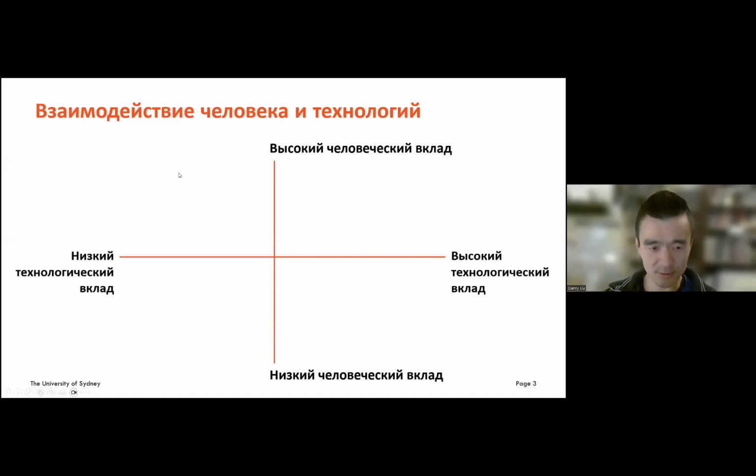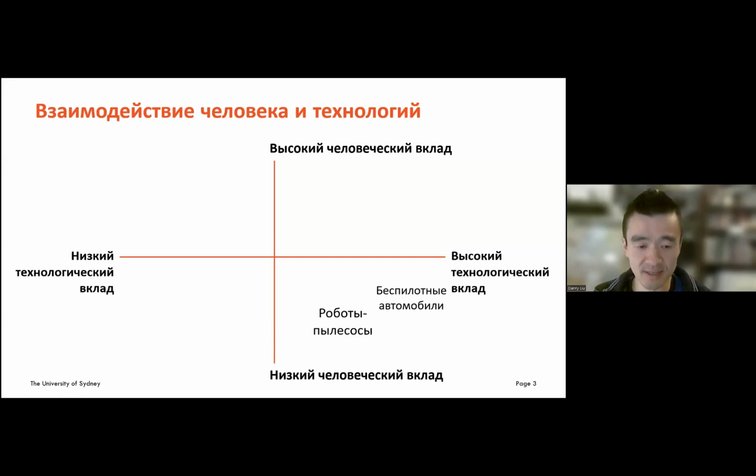If you see this quadrant diagram on the screen, one way to think about this is places where technology contributes a lot or a little bit, and places where humans contribute a lot and humans don't contribute as much. And so on the bottom right quadrant, for example, we may have examples of self-driving cars or robotic vacuum cleaners. In these situations, you have humans not doing as much, but you have technology doing more.